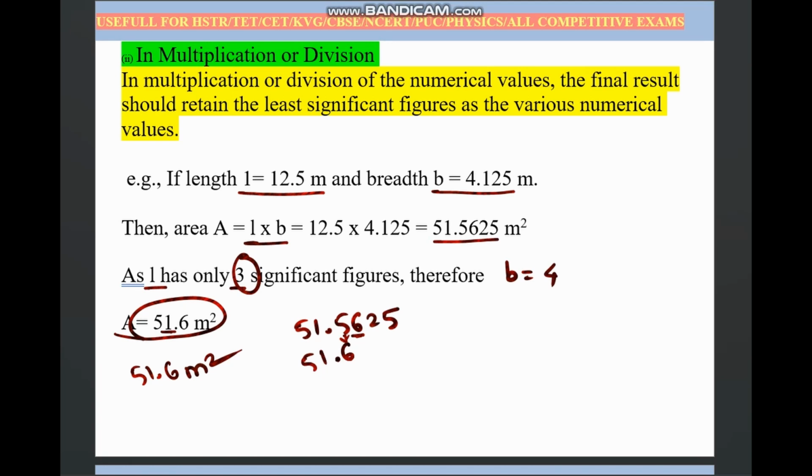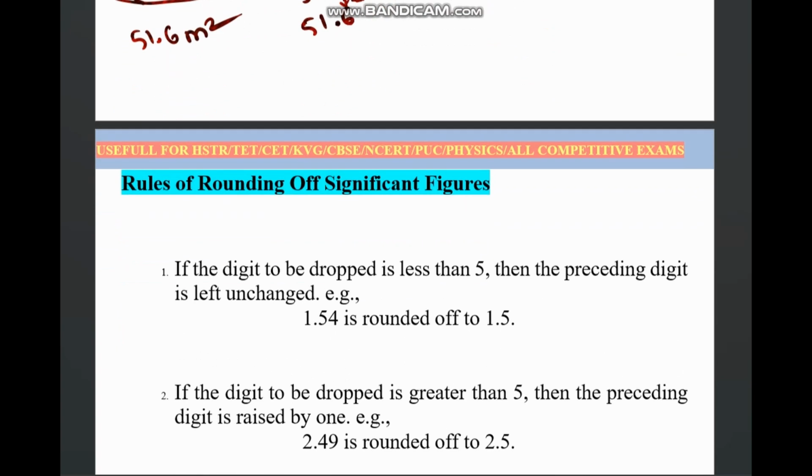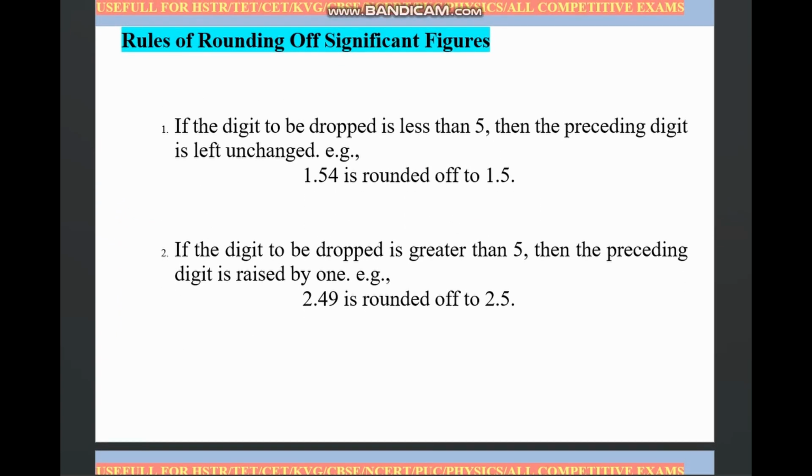So this is about addition, subtraction, multiplication and division. Then I used one more word, that is rounding of the digits, meaning rounding of the answer. Here we have some rules. Rule 1: If the digit to be dropped is less than 5, then the preceding digit is left unchanged.